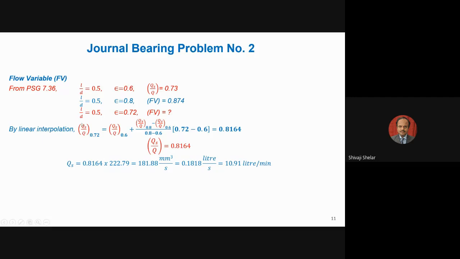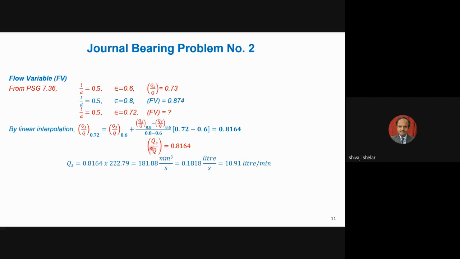So we want that value at epsilon 0.72. So QS by Q at 0.72. We take QS by Q at 0.6, plus QS by Q at 0.8 minus QS by Q at 0.6, upon 0.8 minus 0.6, into the value where we require, 0.72 minus the reference value 0.6. So when you put this value here, we get 0.8164. Again, comparison whether your value is correct or not. Since it is increasing here, this value has to be greater than this and less than this. So it is correct. So we get here QS by Q is equal to 0.8164.